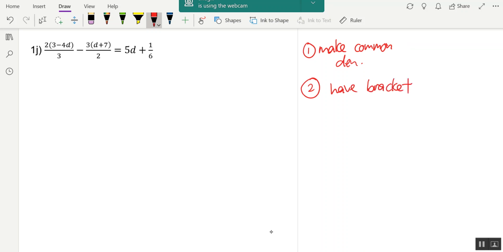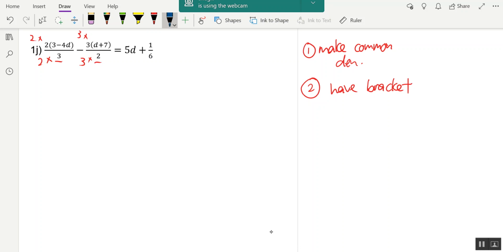So first, 3 and 2. Again, very common question. The common denominator would be 6. So multiply by 2 and multiply by 2. Multiply by 3 and multiply by 3. Right side, it's okay, 5d plus 1 over 6. There's no big fraction over anything, so just leave it first.